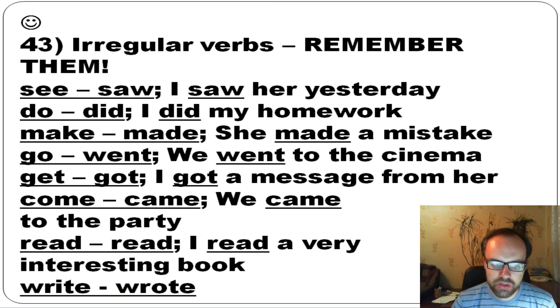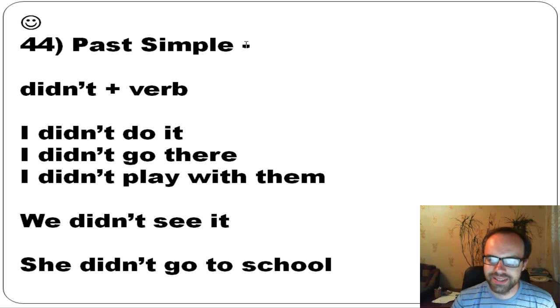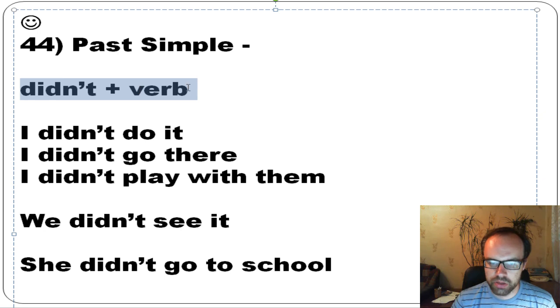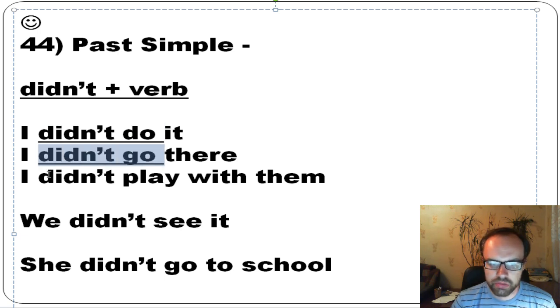Well, how to say something in past simple but in a negative form? It's easy. You say didn't plus verb, okay? So, for example, I didn't do it. I didn't go there. I didn't play with them. So you see a subject, I didn't plus verb, okay? Didn't plus verb. It's for I, we, you, they, he, she, so for everything.